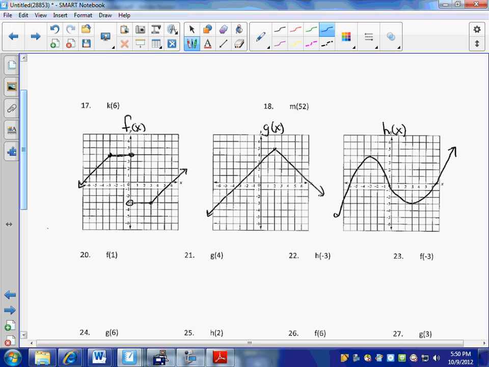f of 1. Well, that means if I plug in 1 for x, so if x equals 1, what is the y value? That's what that means. So let's look at our f function. If I have an x value of 1, it looks like the output is 4. So 4 is my value.